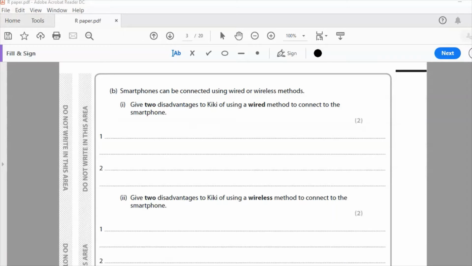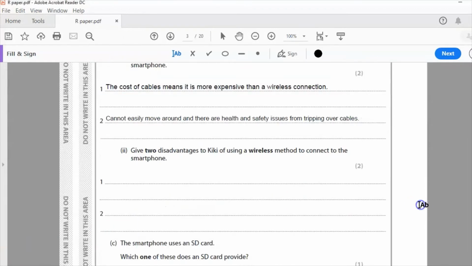Question B. We've seen this sort of question before. Smartphones can be connected using wired or wireless methods. There are 2 disadvantages to Kiki of using a wired method to connect to the smartphone. So you're looking at things like, with the wired method, trip hazard, the cost of it. Those are disadvantages of wired methods. So for my answer here, the cost of cables means it's more expensive than a wireless connection.